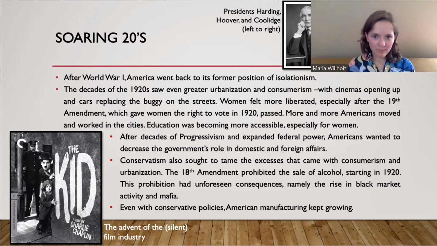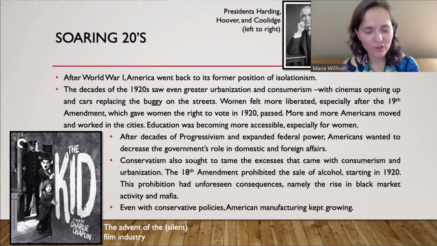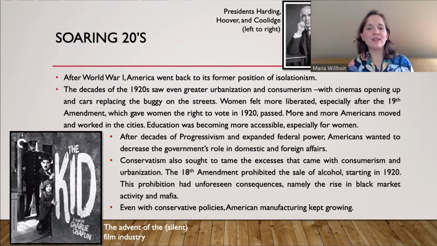However, this is maybe what's a little strange. Even though we have this feeling of optimism and growth, Americans actually want to go back to kind of isolationism too. And they start to want to decrease the role of the government in terms of domestic and foreign affairs. Americans are starting to see that the era of progressivism became a little bit too much, and it really hit its peak with World War One.